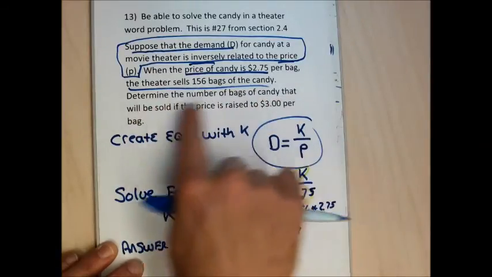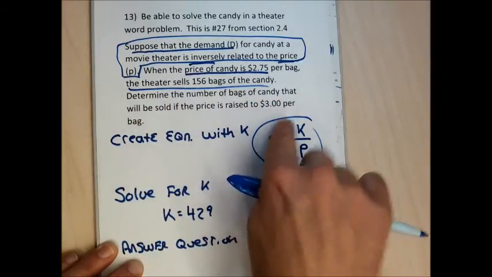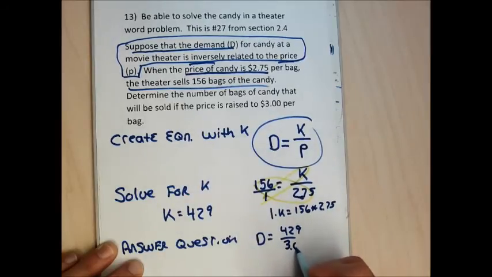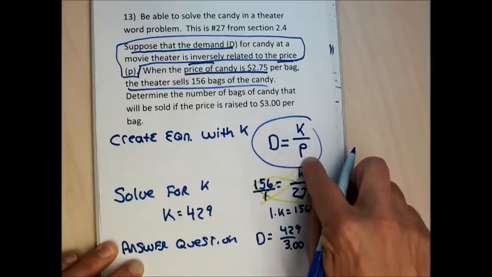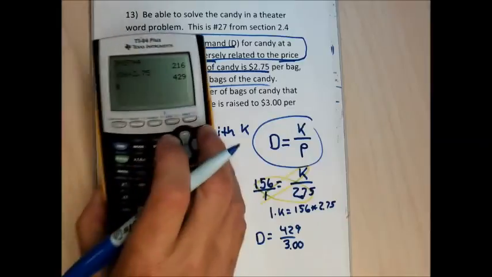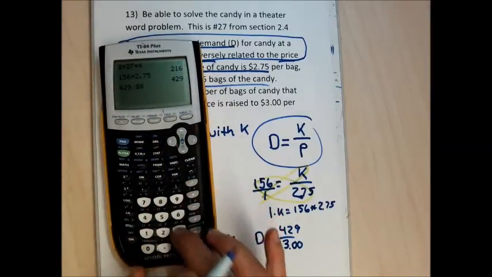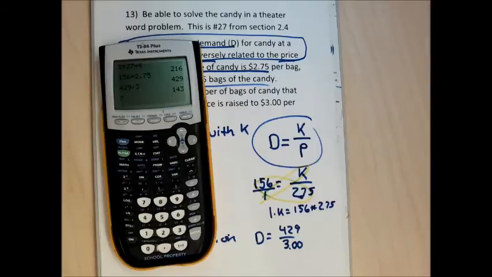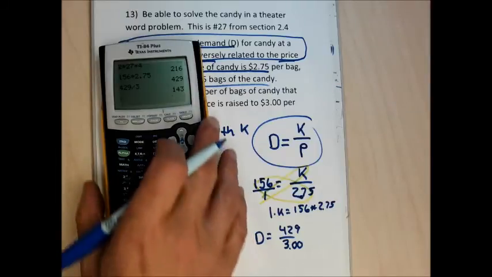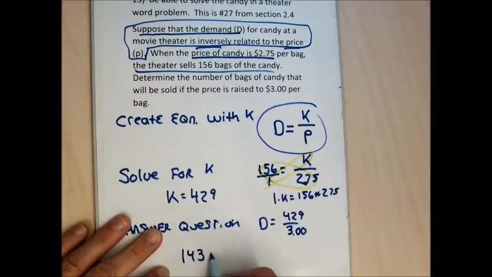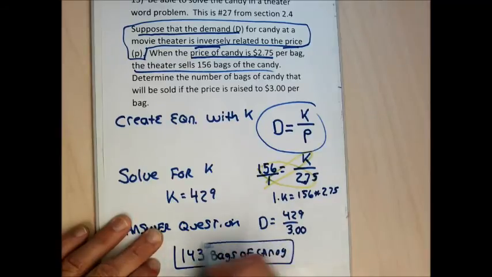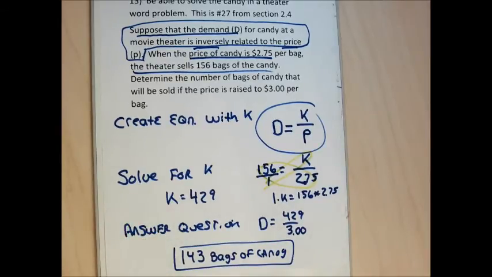Determine the number of bags of candy that will be sold when the price is raised to $3. That $3 is going to be my price. So I put the 429 in for k, the number in the last sentence, 3, in for p, and now I'm going to solve by just going 429 divided by 3, and I get 143. Might be nice if I said 143 bags of candy will be sold when the price is raised to $3. For my answer, I'm just going to say 143 bags of candy. It's everything for number 13.